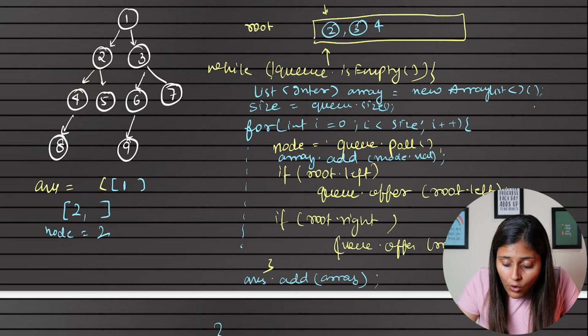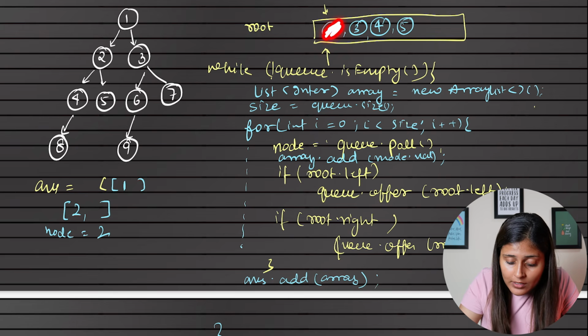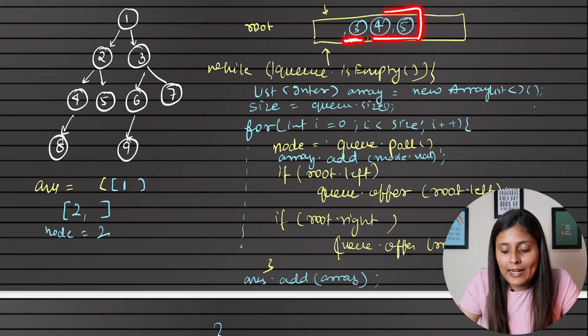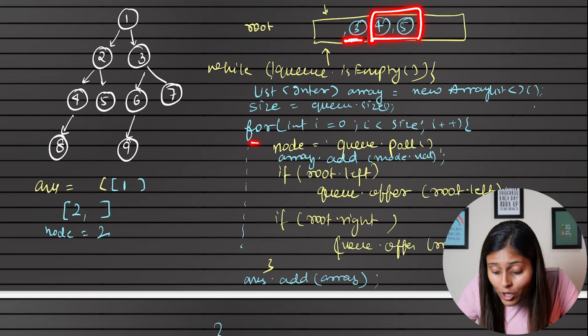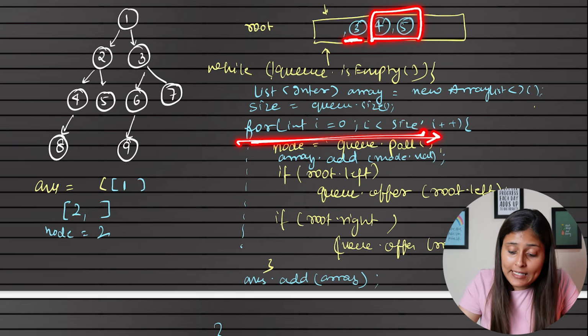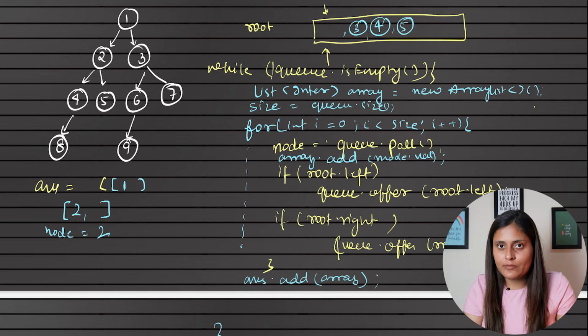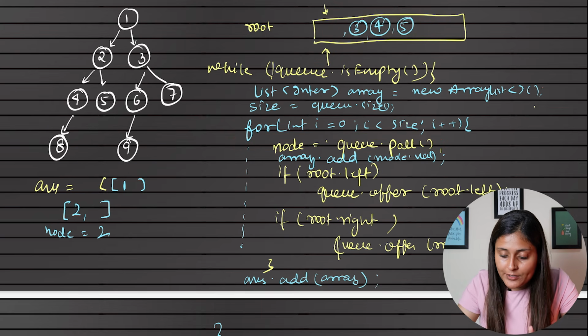So 4 and 5 we will insert. See, 4 and 5 will stay in the same queue after we have popped 2. But along with 3, they will not get printed. Why? Because of the for loop. The for loop will take care of the number of nodes that were supposed to be processed at that level. Okay. So now we have inserted 4, 5.